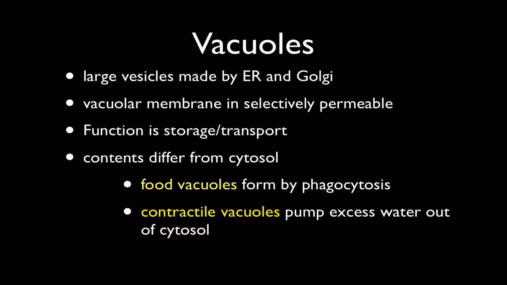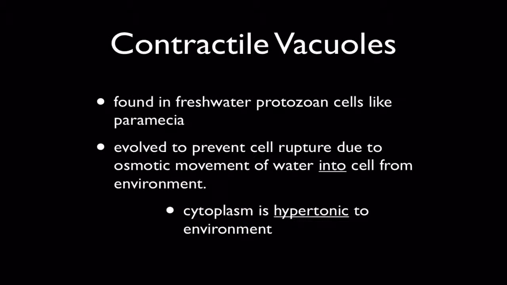Food vacuoles, which is what we saw in the slide before this one, are formed by phagocytosis, and that's how intracellular digestion takes place. We also have a really cool vacuole called a contractile vacuole found in certain types of animal cells. Contractile vacuoles' job is to pump extra water out of the liquid part of the cytoplasm, or the cytosol. Contractile vacuoles are primarily found in freshwater protozoan cells like Paramecia. What they do is prevent the cell from exploding, or from swelling up and rupturing, due to the osmotic movement of water into the cell from the environment. Remember, cytoplasm is generally hypertonic to a freshwater environment.